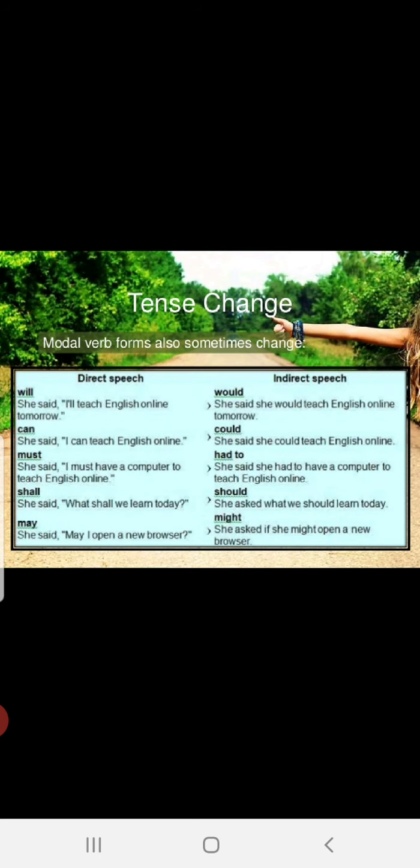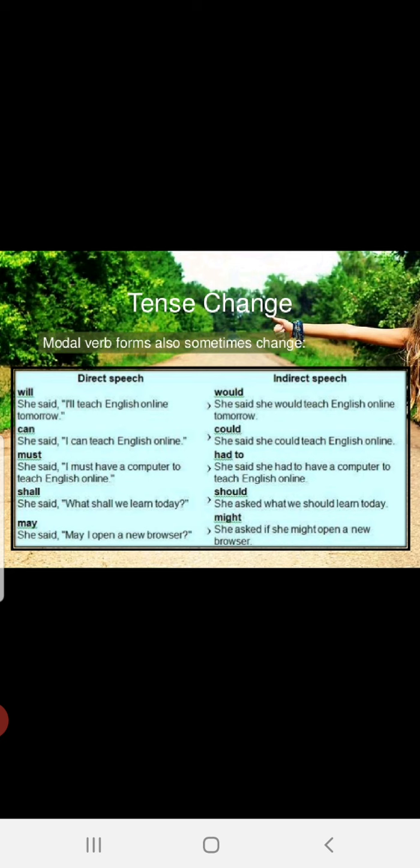Fine? Now, modal verbs form, tense change. How we change the tenses. Modal verb forms also sometimes change. Direct speech, indirect speech. Let us go directly. You know modal verbs, right? Will, would, can, could, must, had to, shall, should, may, might. This is also very important. Maximum times in your past years' question papers, you can find questions based on this concept.